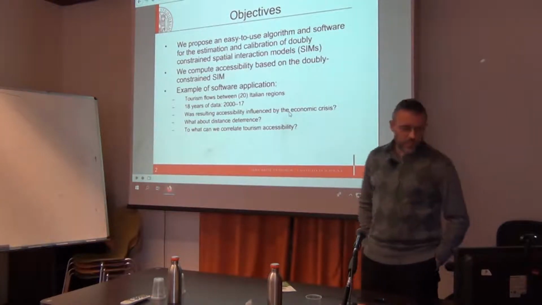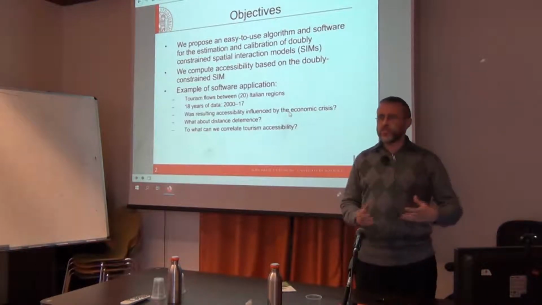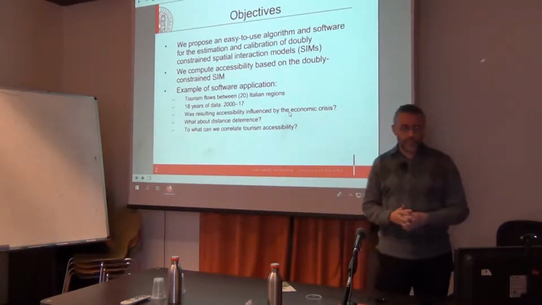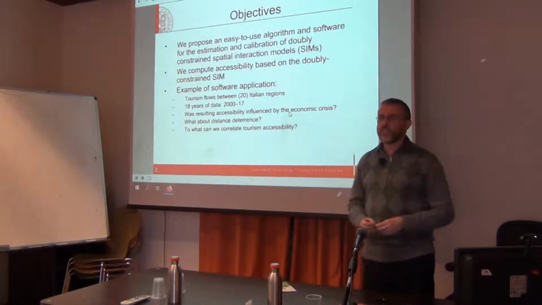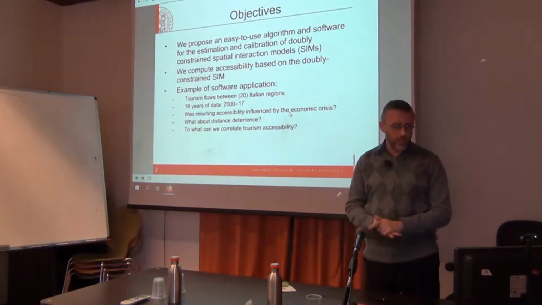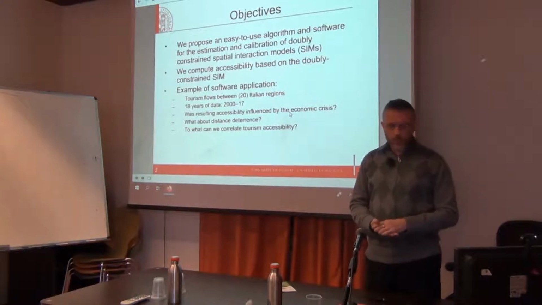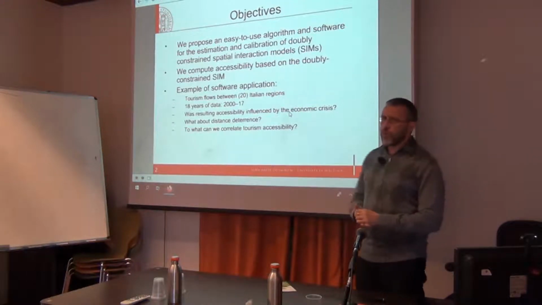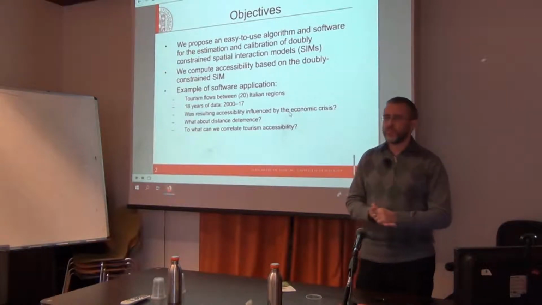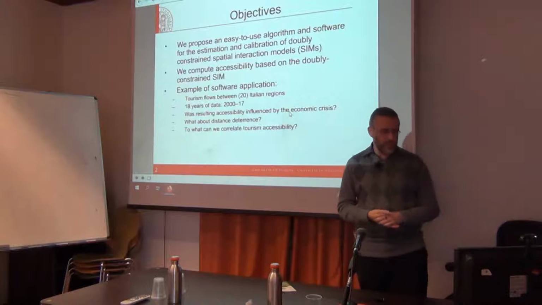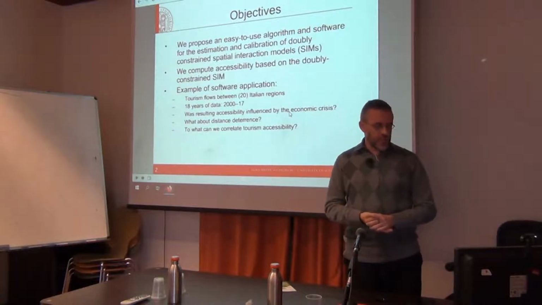What we do here is we propose an easy-to-use algorithm that we can use to calibrate and estimate this strange thing that is called the doubly constrained spatial interaction model. This type of model, if I was at a regional science conference, I would spend more or less 0 minutes presenting because it would be common knowledge. But here maybe I'll try to say something.